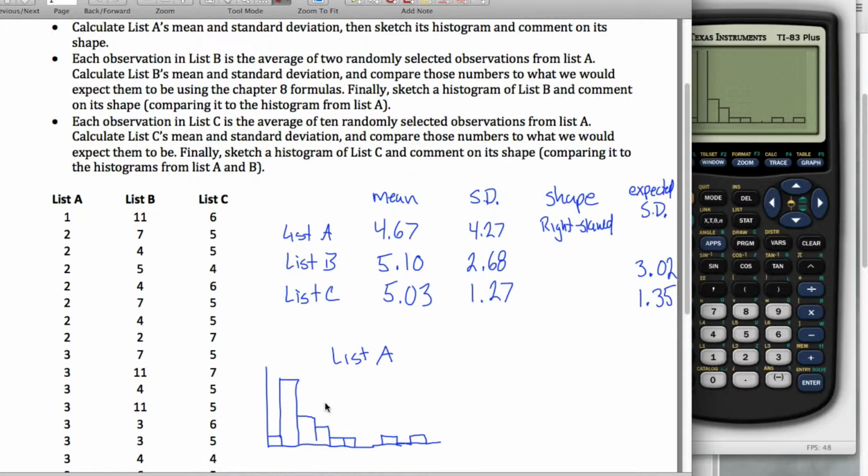No doubt this is right skewed. Most of my data is over here to the left. I have a long tail going out to the right. Definitely right skewed. What about list B?